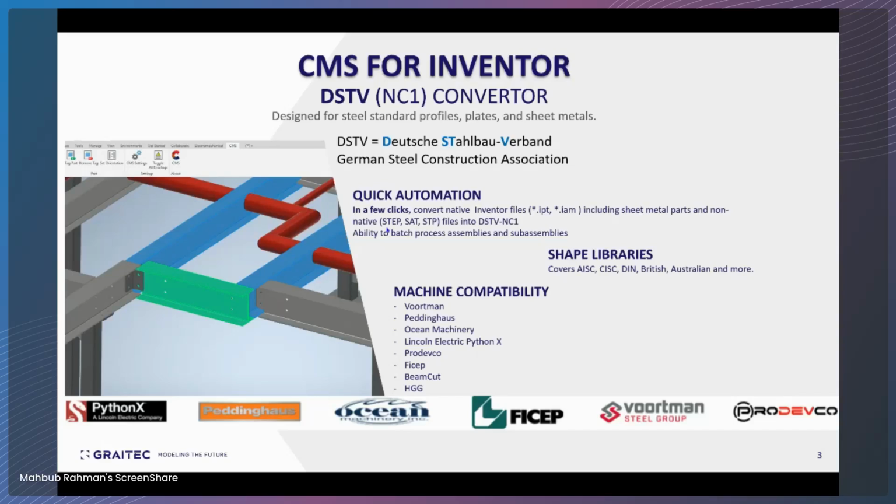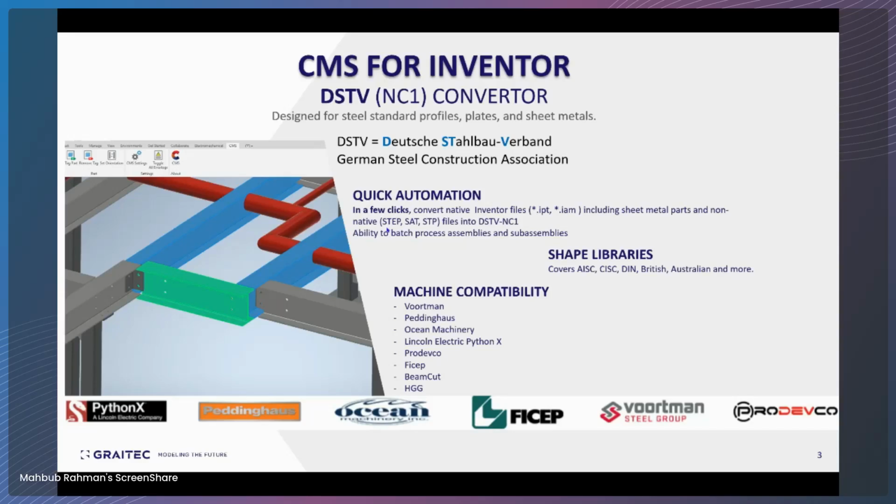You're going to see that some people will call it a DSTV file, some will call it an NC1 file, but at the end of the day, it's the same file, just a different naming. What we are trying to achieve through our solution is to quickly convert, within a few clicks, your native models to NC1 files. It could be your part files, your assemblies, your profiles, your plates and sheet metals. We're going to be covering all those cases today.